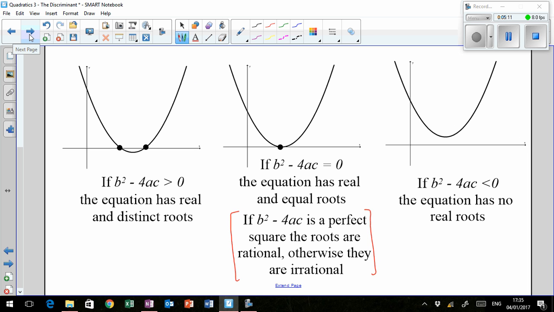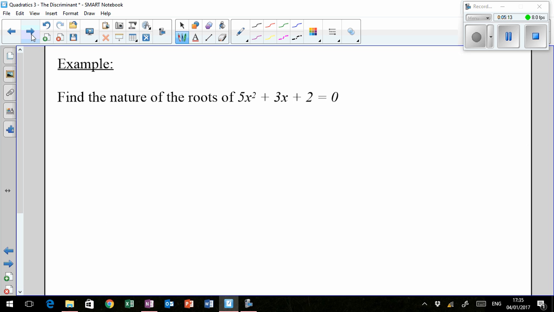Let's look at one example because it is a bit of revision. Find the nature of the roots of 5x squared plus 3x plus 2 equals 0. Now notice it's not asking for what the roots are, it's just asking for the nature. So that means we only need to use the discriminant, b squared minus 4ac. We don't know what it's equal to, so I'm not going to make any statement at the start.